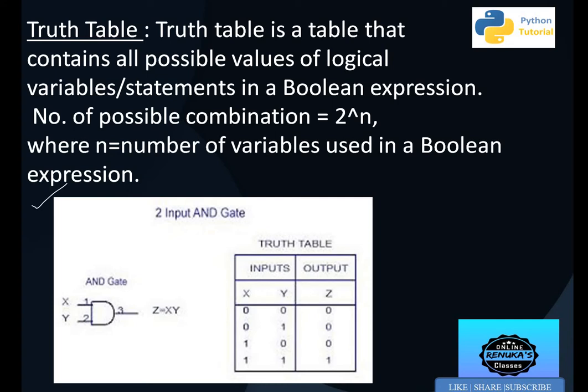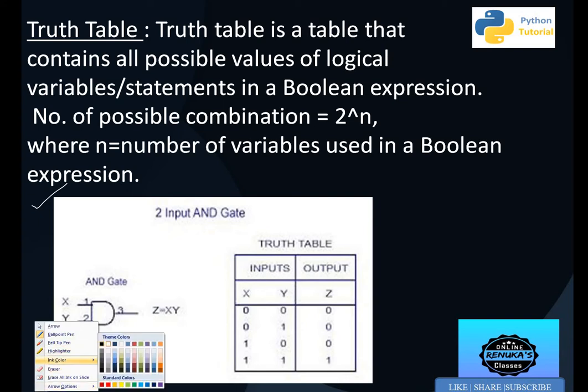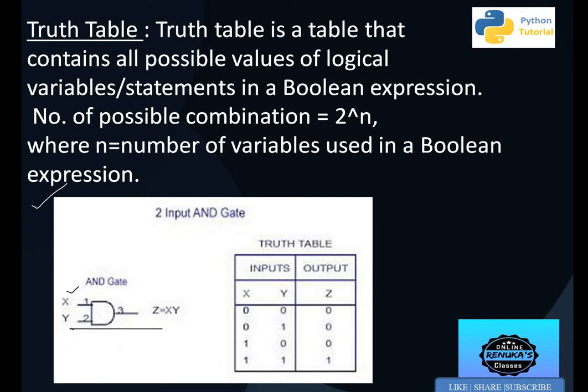In this example we are taking two inputs, x and y. How many input combinations can there be? We can decide that with the help of the formula 2 raised to power n. 2 raised to power n says that if n is 1 then combinations can be 2. If n is 2, that means the number of inputs is 2, like here in this circuit, in the AND gate the number of inputs is 2, x and y. So in that case how many input combinations will we have? 2 raised to power 2, that is 4.